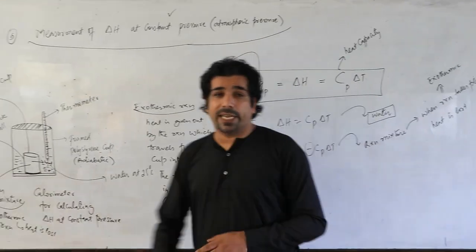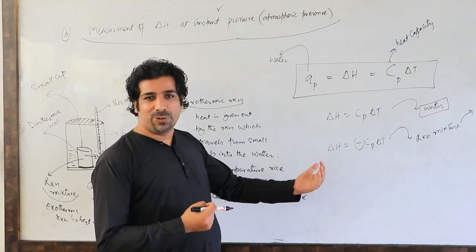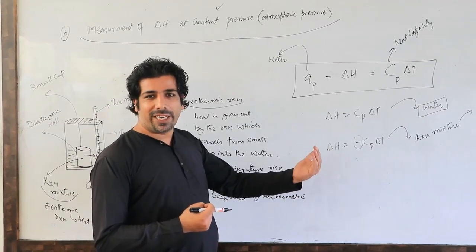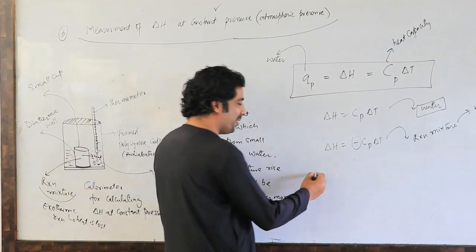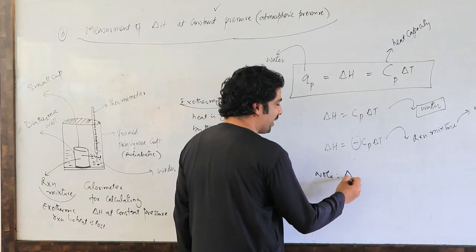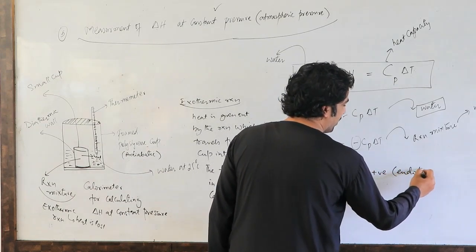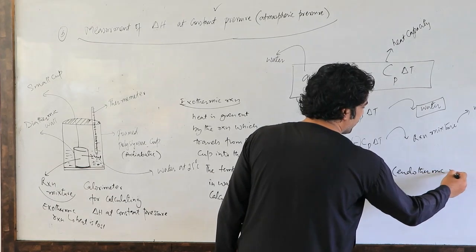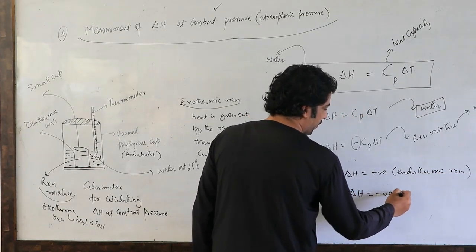Now if the reaction is endothermic, then heat will be absorbed. That means water will lose the heat, or heat will flow from water into the reaction mixture if it is endothermic. So remember these two terms which I have already told you, that delta H is positive for endothermic reaction, and it is negative for the exothermic reaction.